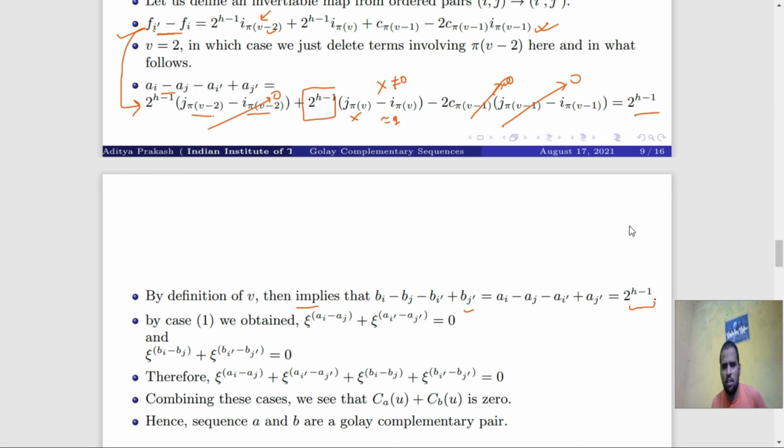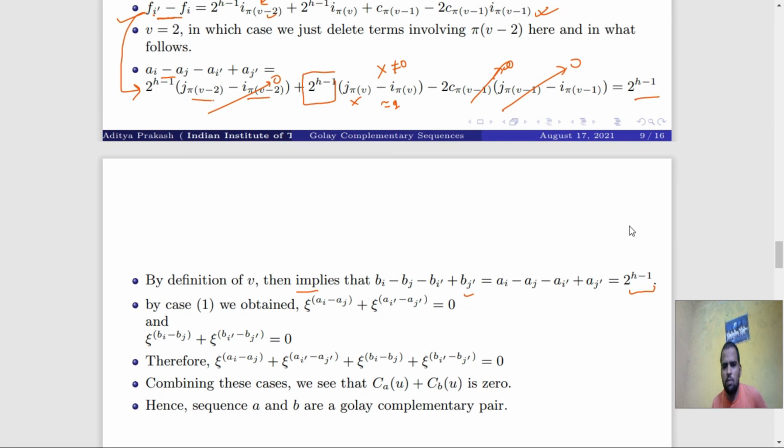Okay, so we can simply replace this term. With the help of that case, both are expressed in summation form: summation a to the power i minus j plus summation a to the power i dash minus a i j dash is equal to 0. And in a similar fashion we can define the b term.